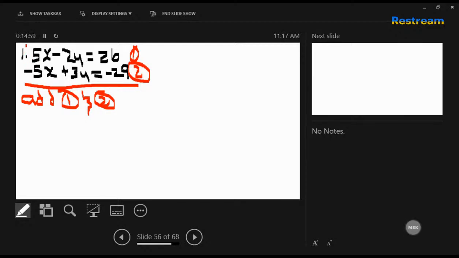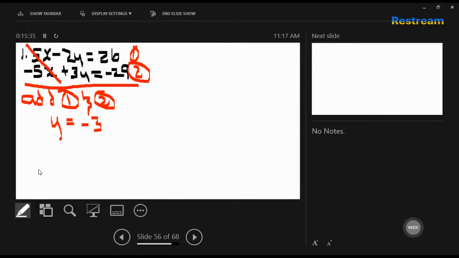When I add them, this gives 0. 5 plus -5 is 0. -2y plus 3y, that gives y. And 26 plus -29 gives -3. So already we have solved for y. y is -3. So now we go back to either one of the original equations and we're going to plug in -3 either here or here, wherever we see y.